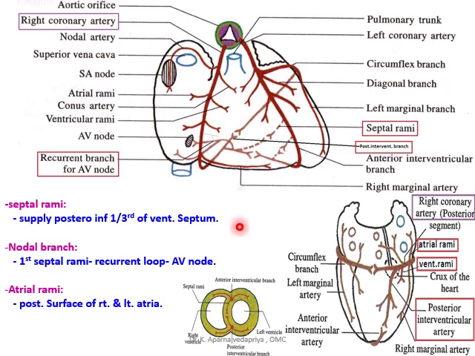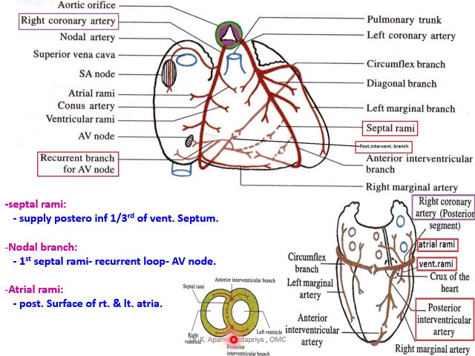So coming to the septal rami, as said, this septal rami is a branch that is given out by the posterior interventricular branch, which passes through the substance of the interventricular septum and supplies the posterior 1/3 of the interventricular septum. That is the septal rami.